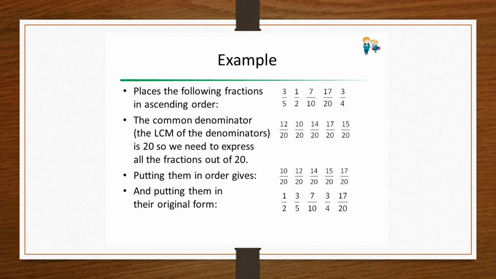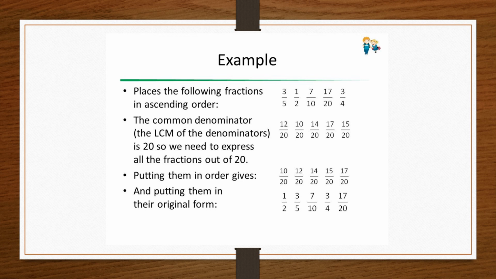Another example. Now first you have to find the LCM. See here there are 5 fractions given: 3 by 5, 1 by 2, 7 by 10, 17 by 20 and 3 by 4. Now you can see the LCM will be 20, because 5, 2, 10 and 4 are all factors of 20. So the LCM will be 20.